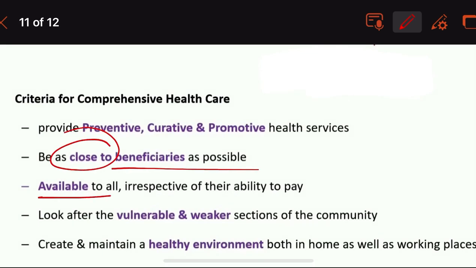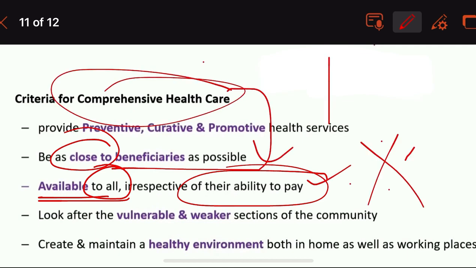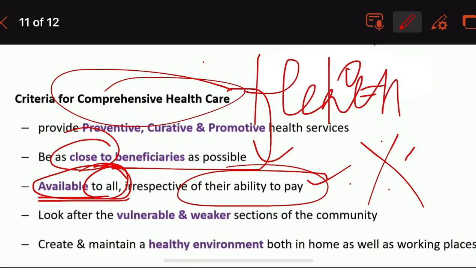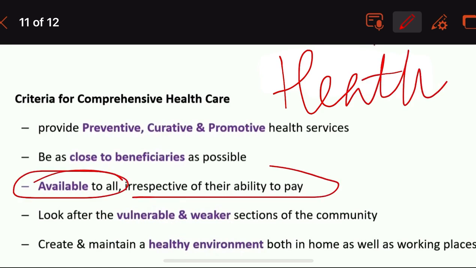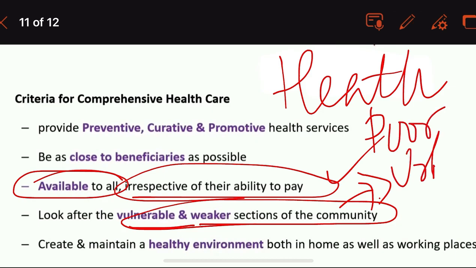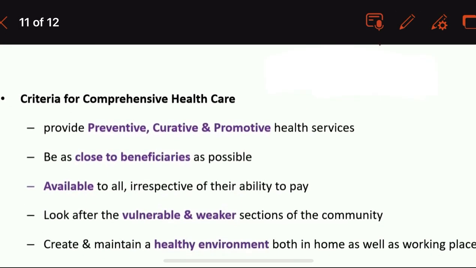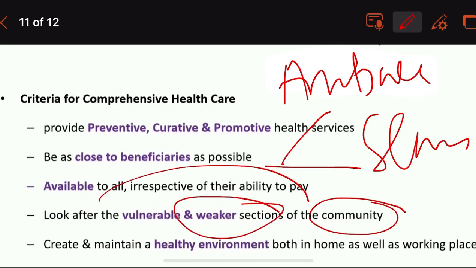It should be available to all irrespective of their ability to pay. Very important. Comprehensive healthcare, just like primary healthcare, should be made available to all, because health is a right of an individual, it is the basic right of an individual. So it should be made available to all the people irrespective of their ability to pay. Look after the vulnerable and weaker sections of the community, the poor people, the urban and rural areas where health services are not available to them. We don't have emergency care, we don't have ambulances available in such rural areas, backgrounds and slums. All such areas, the weaker sections of the community, have to be looked after.